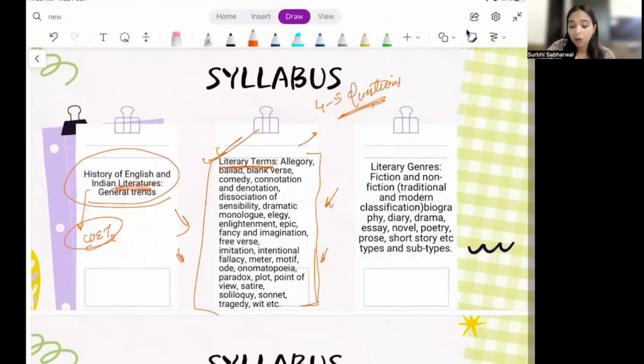So for example, there was a question in a past year examination which asked who gave the term disassociation of sensibility, right? Again, a very straightforward question.